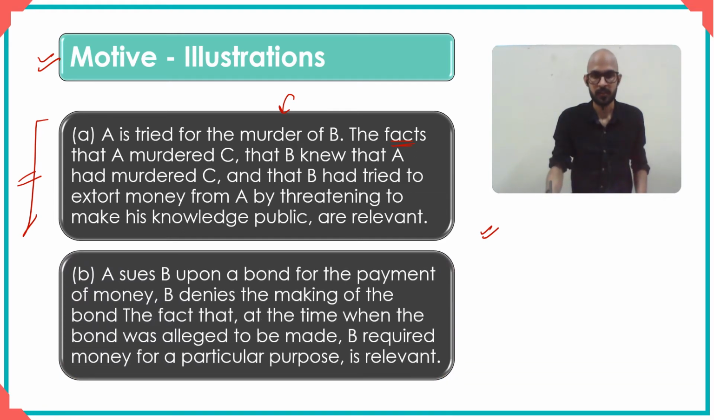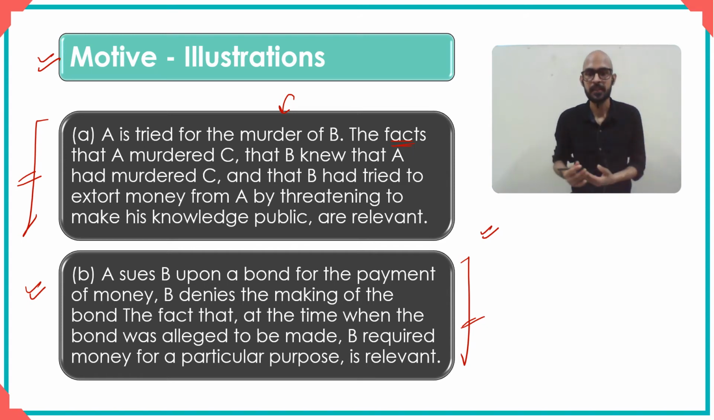Okay, let's look at another example, the illustration B. Now, illustration B tells you, in fact, I'd like you to pause the video and read it once by your own self. I assume that you've done so. Okay, so what you can see here is that B needed money, right?